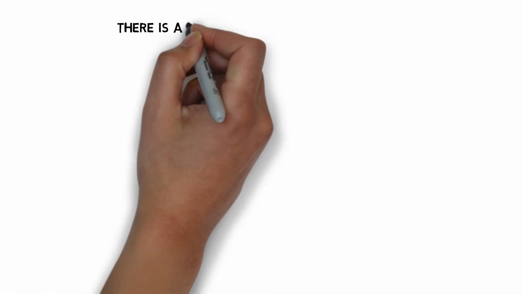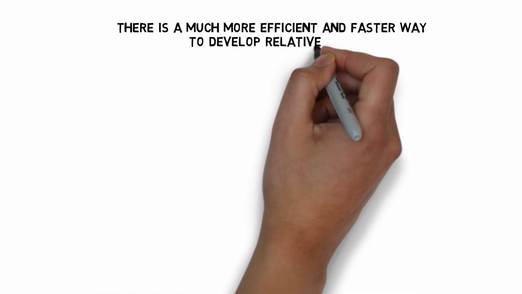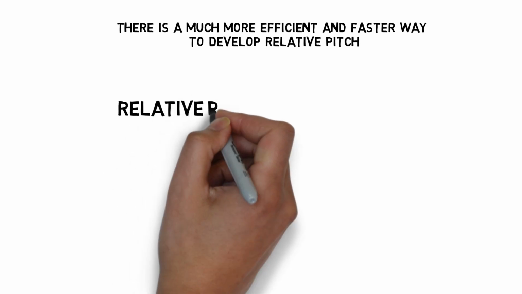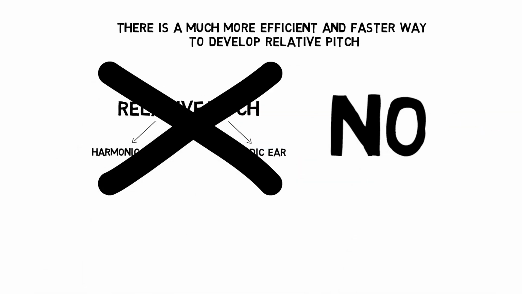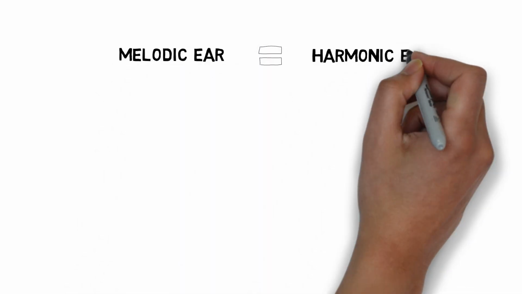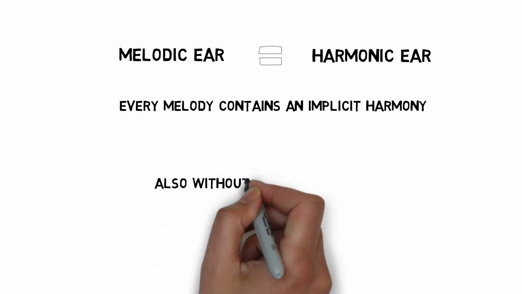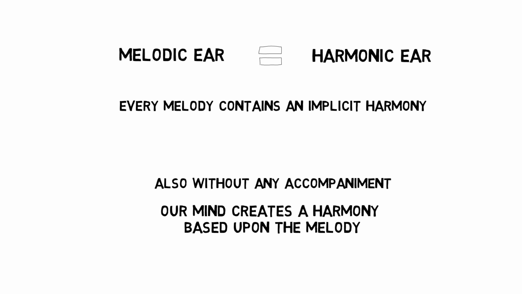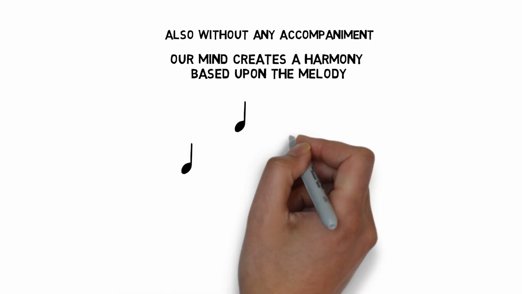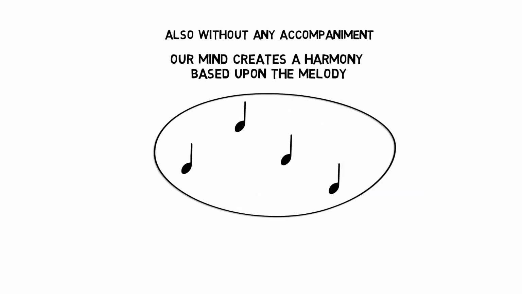Now, also if we assume that these exercises work, there is still a much more efficient and faster way to develop relative pitch. We must start considering that separating the melodic ear from the harmonic ear and considering them two different skills is wrong. This is because, for our mind, every melody contains an implicit harmony. Therefore, if we listen to an isolated melody without any accompaniment or chord progression, our mind includes that melody in an implicit harmony. It's like if starting from the notes of the melody, our mind creates a harmony in which to include the melody's notes.